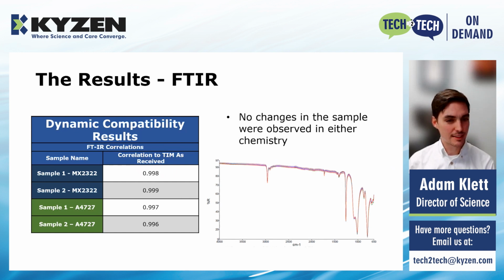Now, remember from the static testing, we saw a decrease in the correlation with the MX2322. However, remember that this test, the dynamic test, was only done for about 15 minutes, and only the edges of the sample were exposed to the chemistry. And so in this particular instance, the dynamic testing might actually be less harsh than the static testing, which is good because this means that in this actual process, there should be no problems with this chemistry if this particular TIM material was chosen.